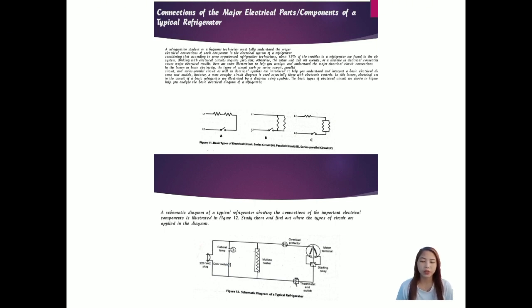For circuit 1, this is the cabinet lamp and this door switch, because the lamp and switch are connected along one line only. If the door of the refrigerator is closed, the door switch is turned off, and the lamp will not light up.